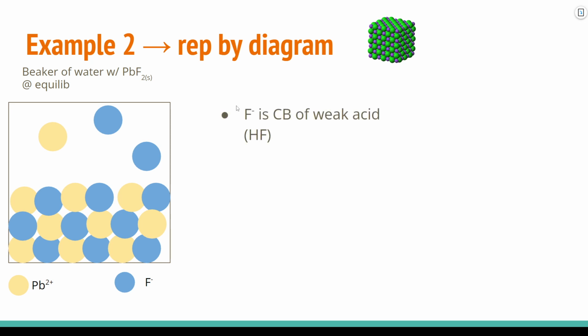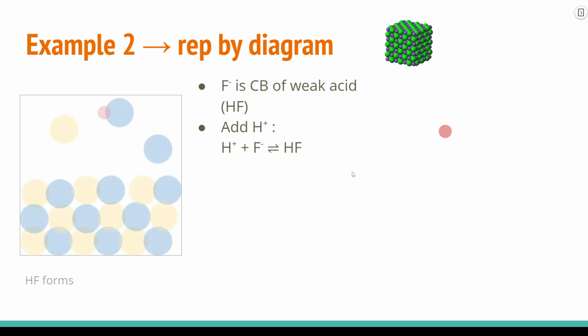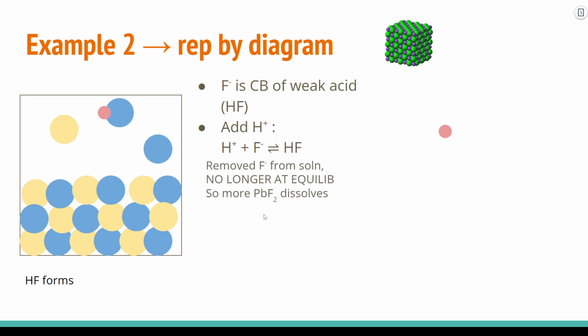And so, again, F minus is the conjugate base of a weak acid. In this case, HF is your weak acid. And so I'm going to add some H plus. Because I add H plus, a strong acid, into it, that means they're going to bond together to make the weak acid. And so here, I added an H plus. Okay, it's this pink little guy. And so when I add that H plus, you are making this HF here. So you see how they interacted? And so it removed one of those F minuses to now become HF.